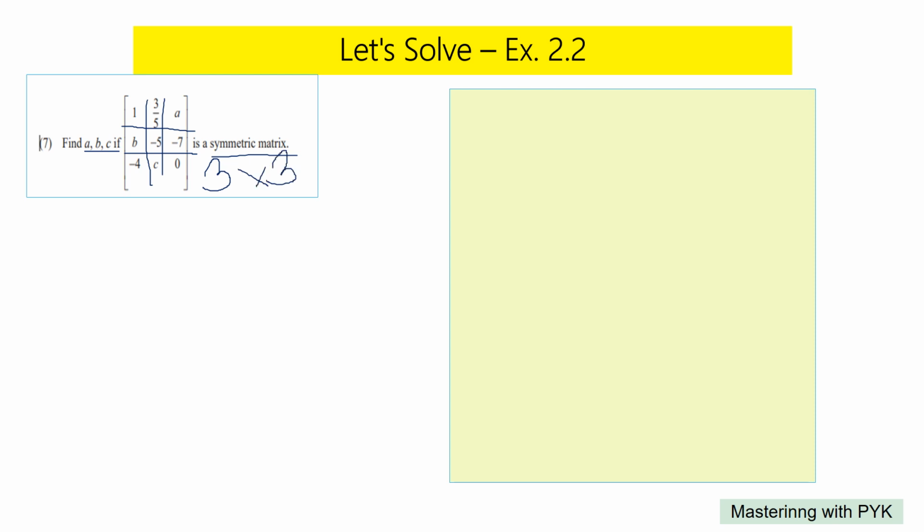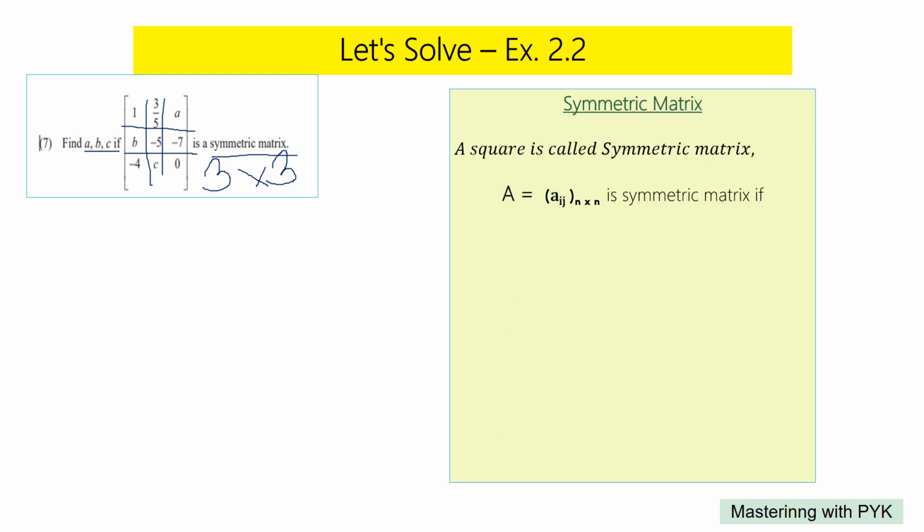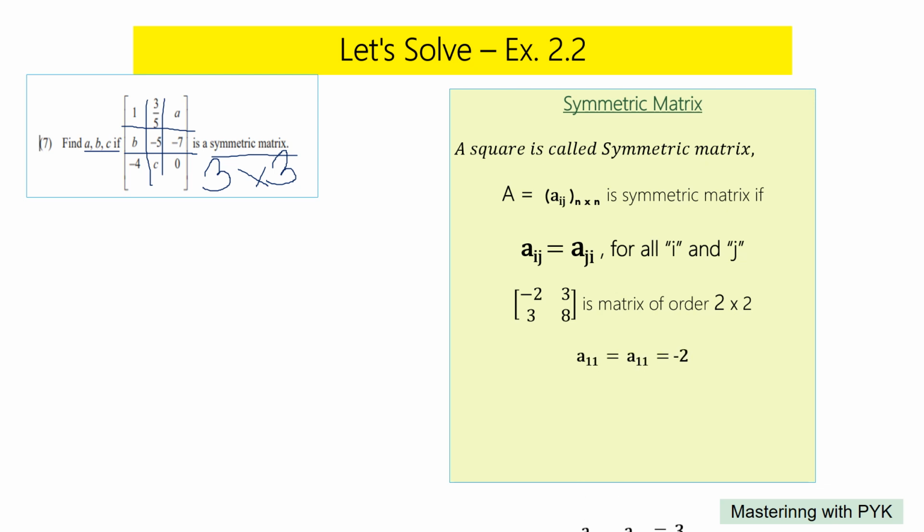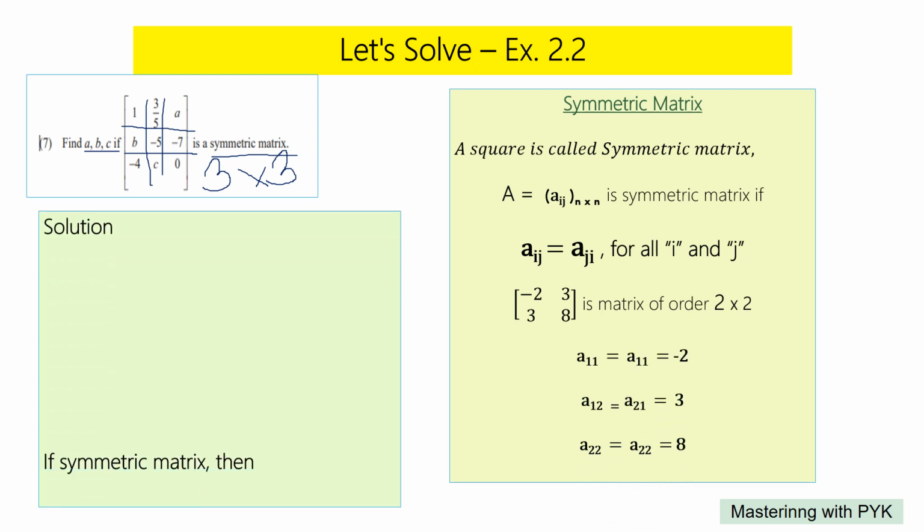Now, here it is already given that this is a symmetric matrix. So what will happen in a symmetric matrix? We know that first it is a square matrix, and after changing the row and the column, the value of the element should remain the same. Right? This is what we learned in the previous slide. So here, if it is a symmetric matrix, then A11 will equal A11. After changing first row, first column, it should be 1.